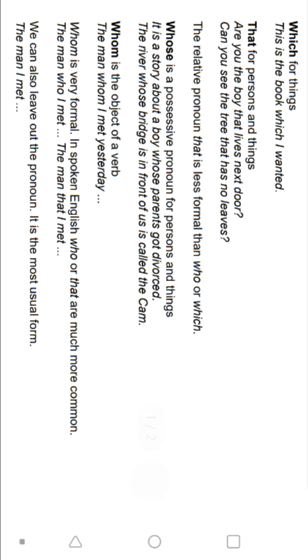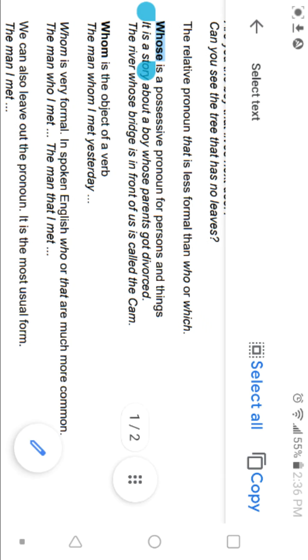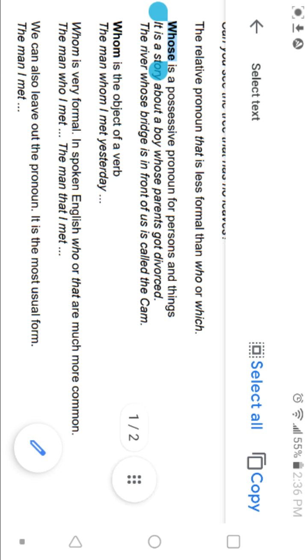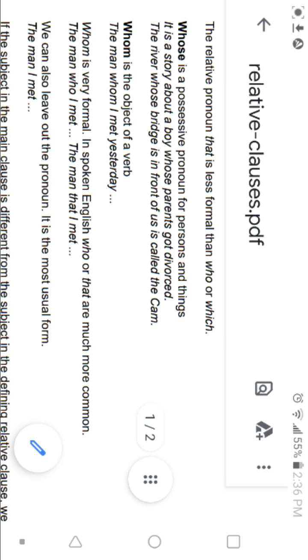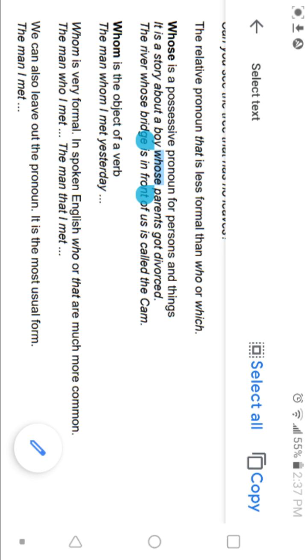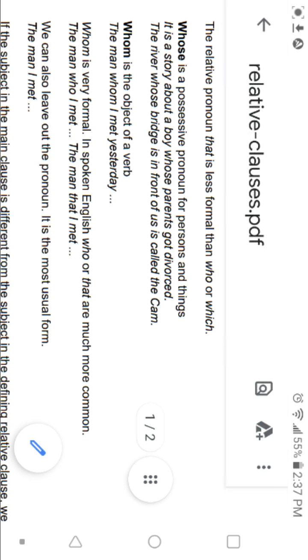Whose is a possessive pronoun for persons and things. It is a story about a boy whose parents got divorced. Whose parents, okay? The river whose bridge is in front of us is called the Calm.